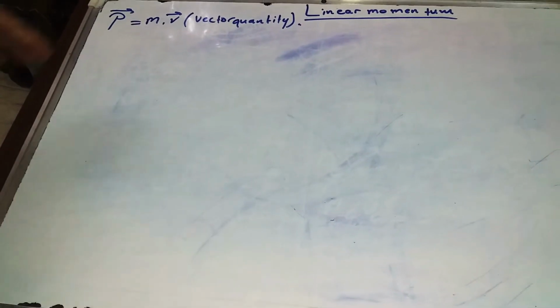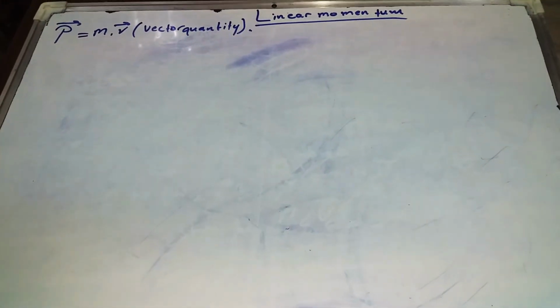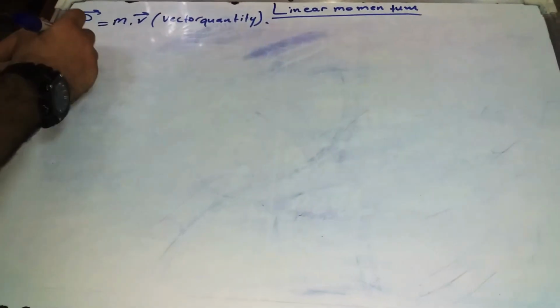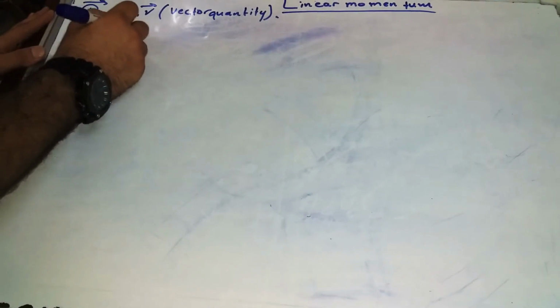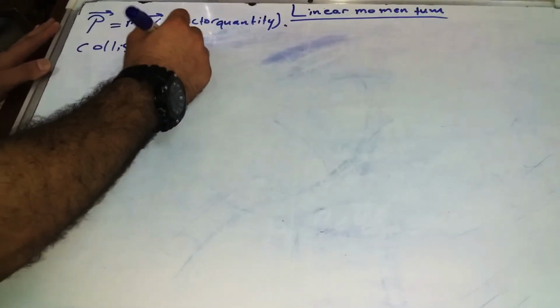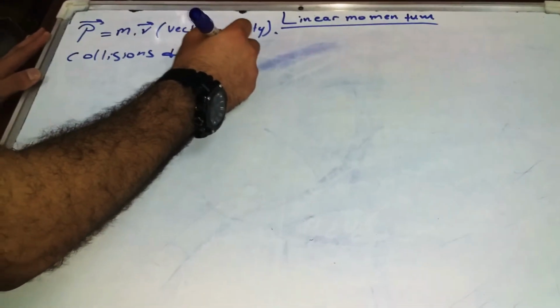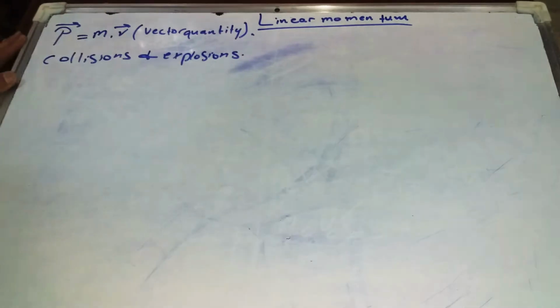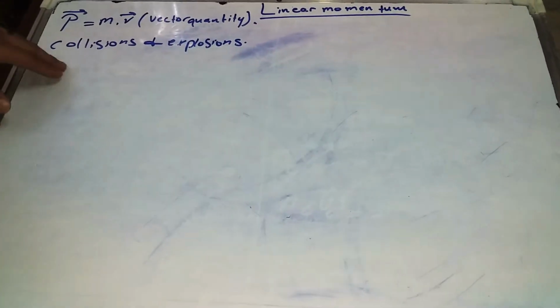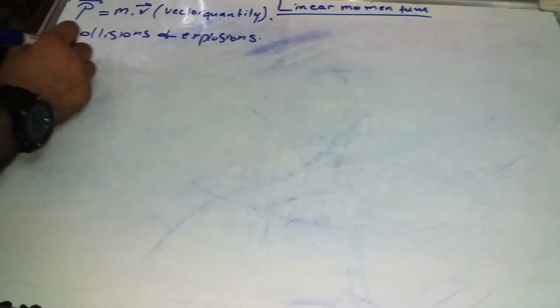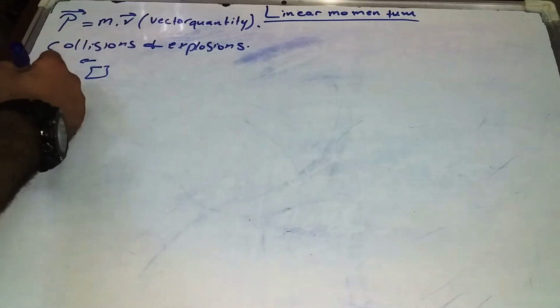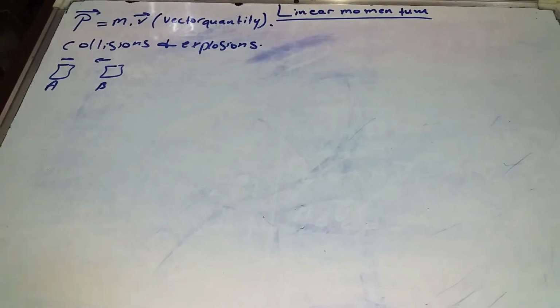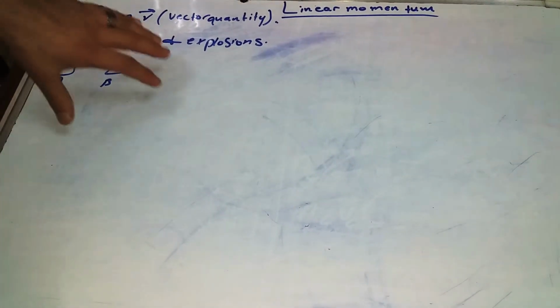This physical quantity studies two special cases, which are collisions and explosions. Collisions is when objects are hitting each other. So this object A and this object B are heading head to head in each other. Then this case is called collision.